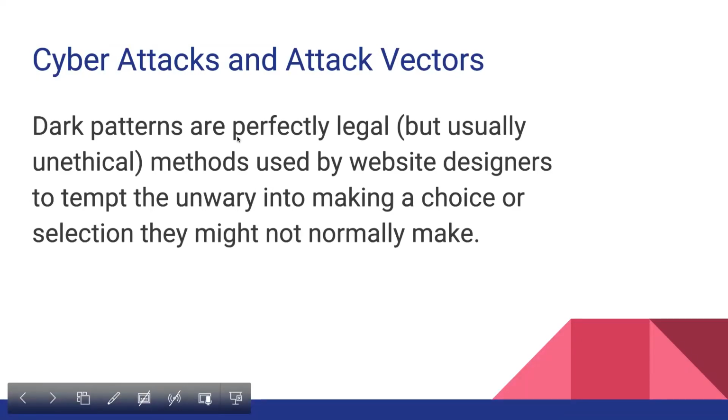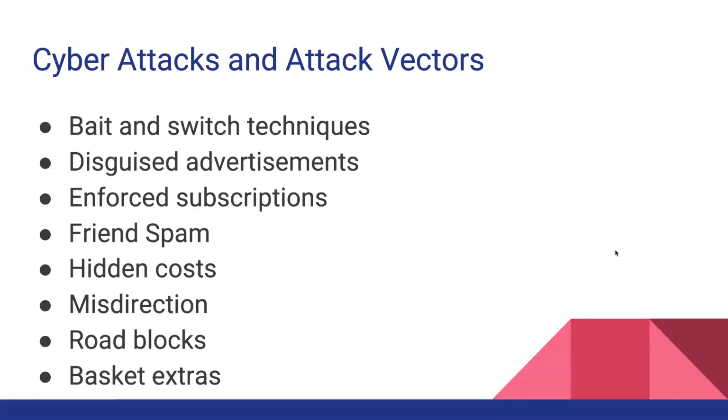So now cyber attacks and attack vectors, right? These are dark patterns. We already mentioned this. It is fooling people into making a choice or selection that they might not normally make. So there are different ways. The bait and switch technique, right? An example is you are wanting to, let's say, access cute cat photos, but then they give you something else when you click on that, right?